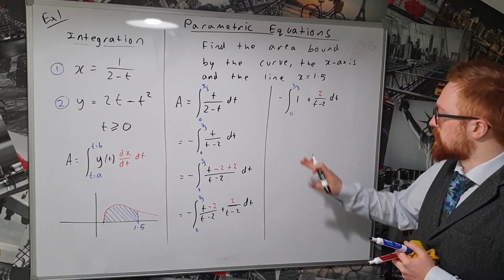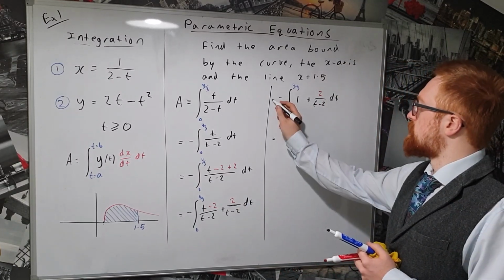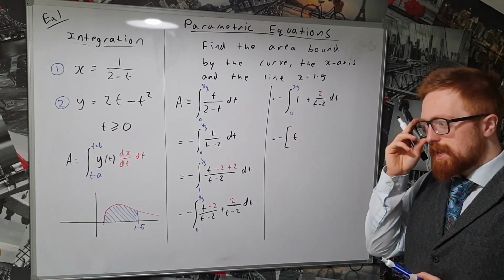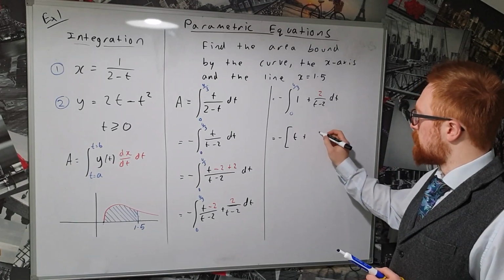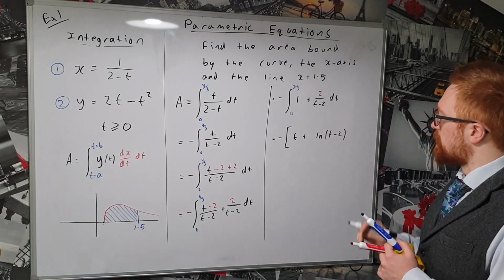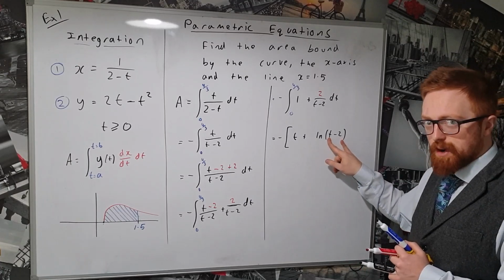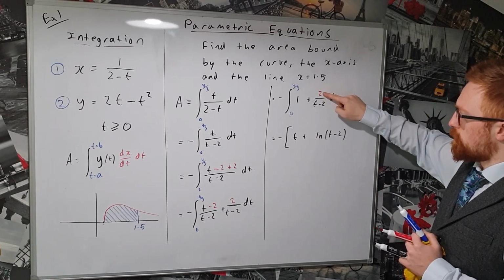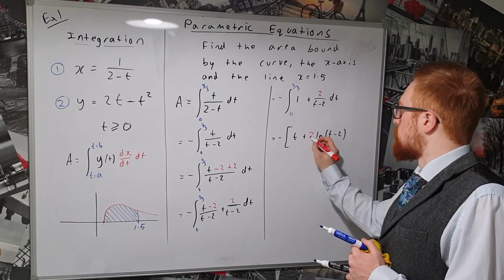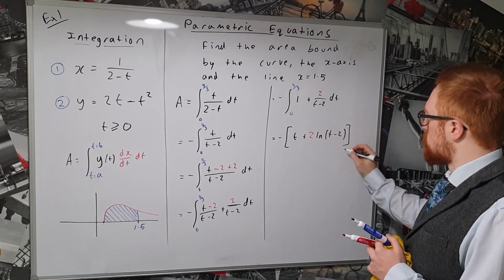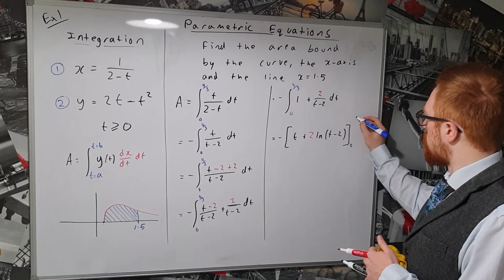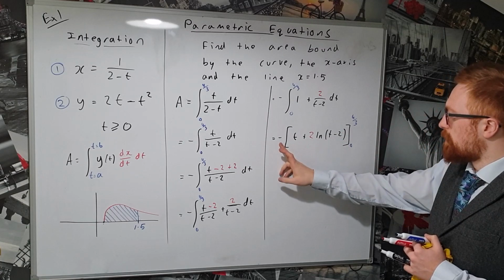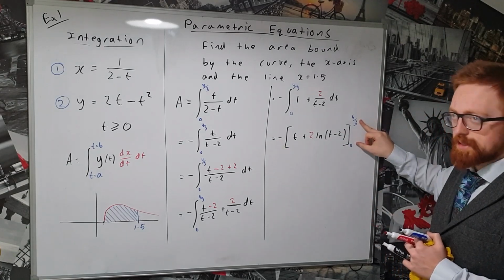And what that's going to allow us to do is actually integrate this. So this turns into, well, the integral of 1 with respect to t is just t, and this is going to be some multiple of ln of t minus 2. Now, if we differentiate t minus 2, that just gives us 1, but we don't want 1 over t minus 2, we want 2 over t minus 2. So we need to multiply the whole thing by 2. Between 0 and 4/3. So now this negative at the front, we need to deal with that when we substitute these things in.